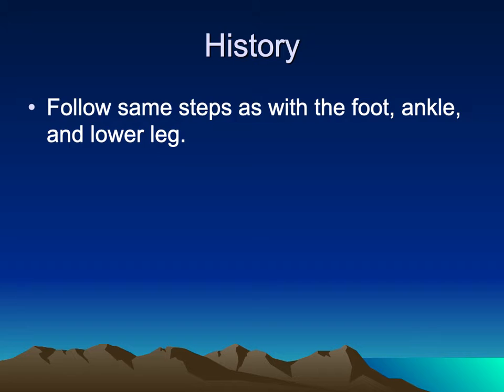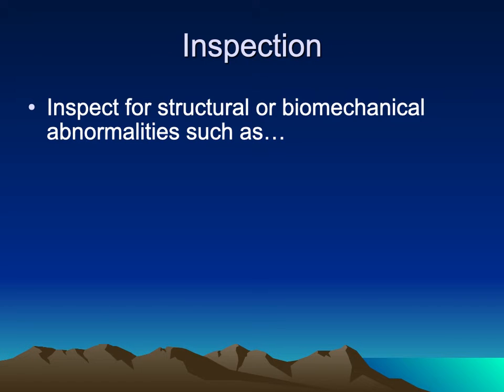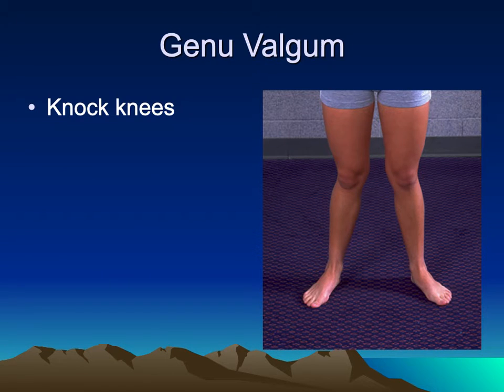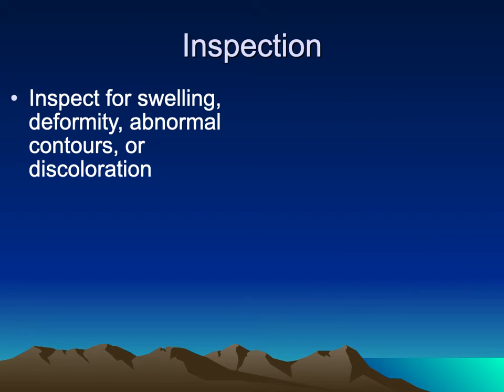And after we do our history, we do our visual inspection, a bilateral inspection. Always compare the good to the bad. We look for structural or biomechanical abnormalities such as genu varum, valgum, and recurvatum. So genu varum is bow-leggedness, genu valgum is knocked knees, and genu recurvatum is hyperextended knees. We continue our inspection. We look for swelling and deformity, abnormal contours, or discoloration.